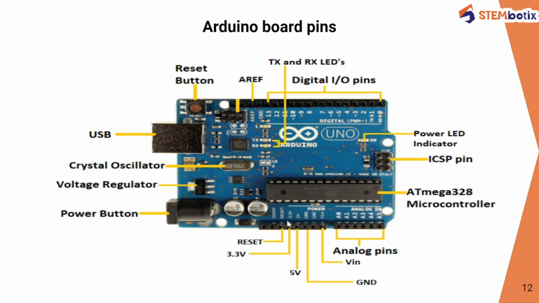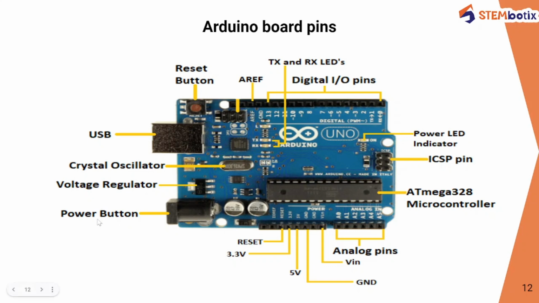Now here we can see the reset, 3.3 volts, 5 volts, ground, and VIN. By using this VIN pin, we can provide a power supply to the microcontroller. The ground pin is connected to the negative supply of the battery. Where a device needs 5 volts, we can connect the VCC of that device to our 5 volts. Some devices need 3.3 volts, so we can connect the VCC pins of those devices to the 3.3 volts, and the reset pin is used to reset the memory of the microcontroller.